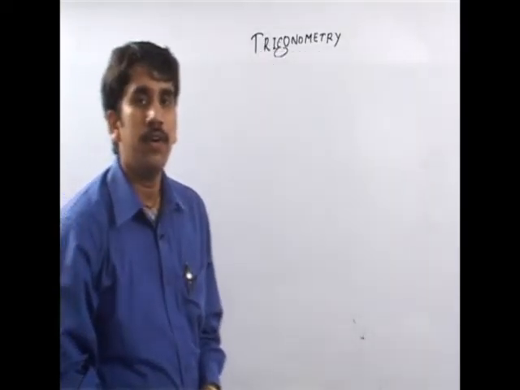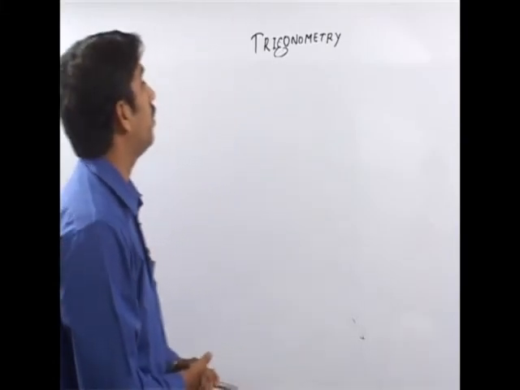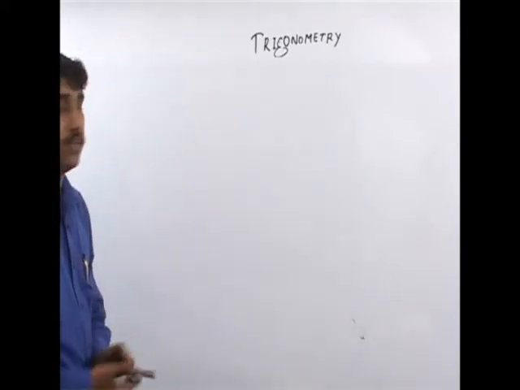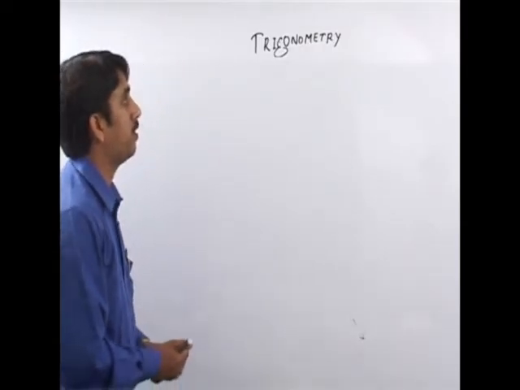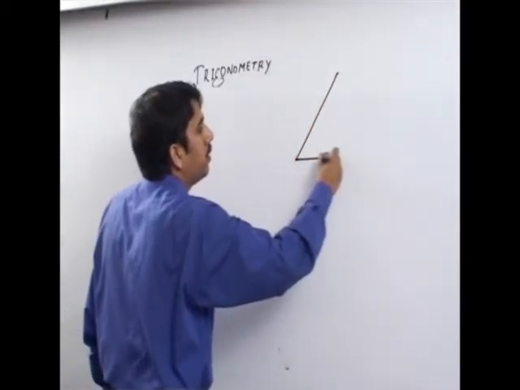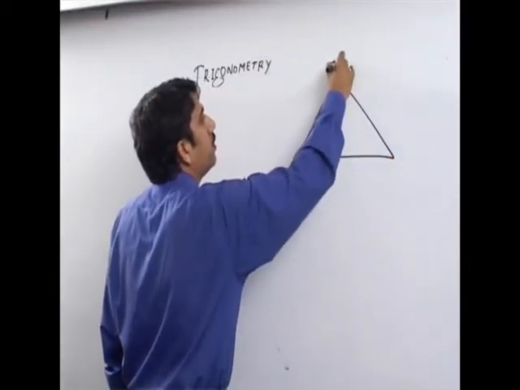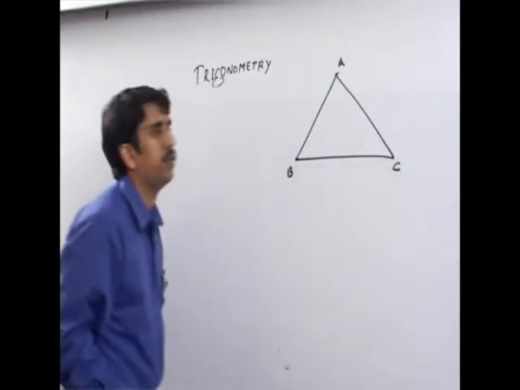So we have studied circumradius, inradius, and exradius for the escribed circles. Now we will see what is the orthocenter. Take a triangle ABC. This is A, this is B, this is C.